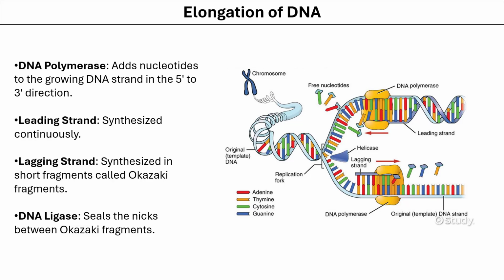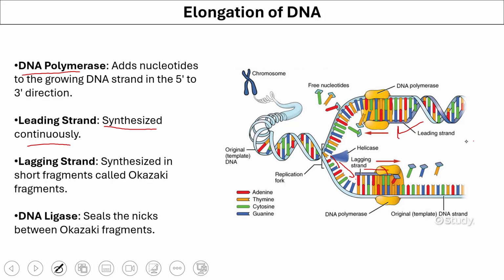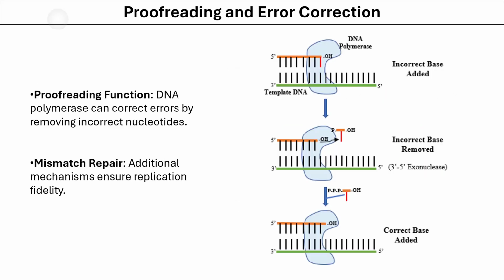This polymerization occurs by the action of DNA polymerase, which brings in nucleotides and leads to the formation of a new DNA strand. As I have already mentioned, there is one leading strand, which is built continuously, and the other is a lagging strand, which is built in shorter bits as the DNA strand opens. Once the DNA replication is completed on the leading strand, the lagging strand has smaller bits called Okazaki fragments.